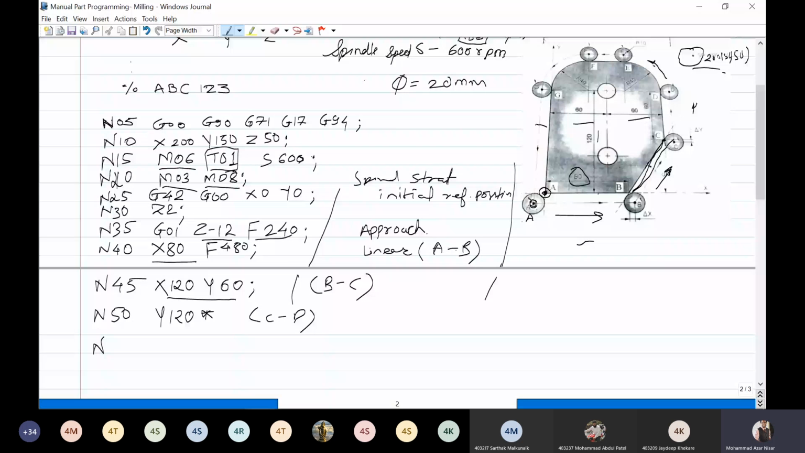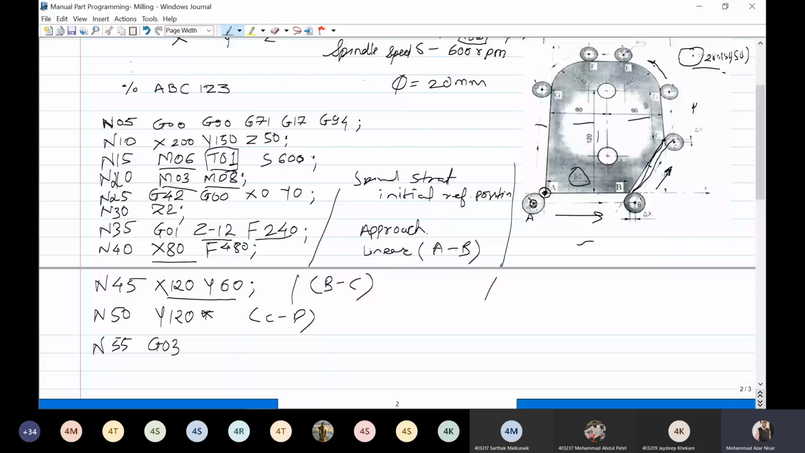Which code is used for that? G03. This is used for circular interpolation in counterclockwise. Then you have to give the coordinates of this E point. How much is it? 120 plus this radius 40 is 160. Y will be 160, and X will be 80.